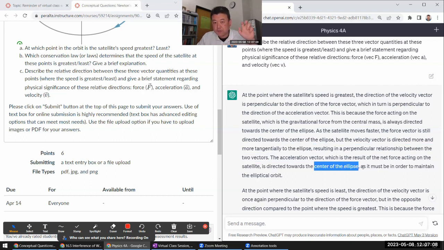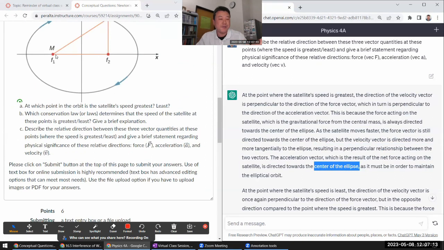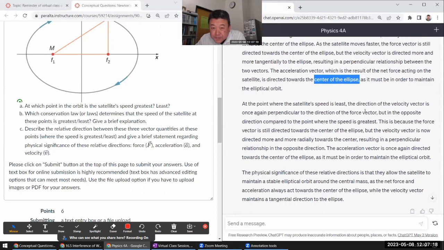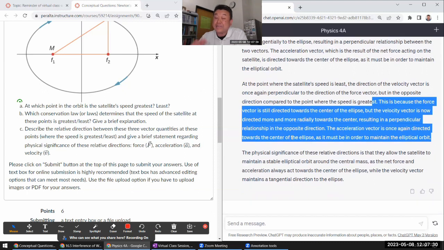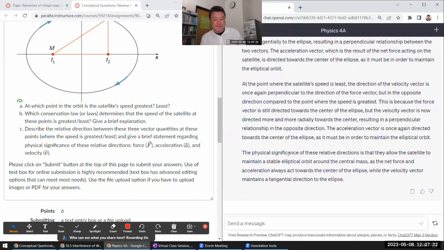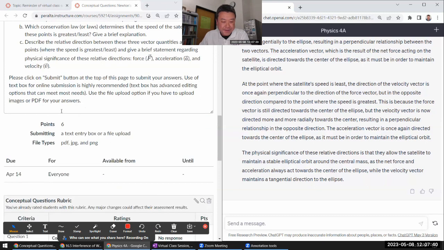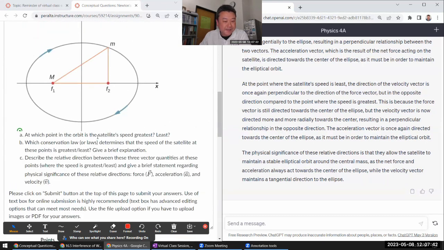The center of the ellipse is not a thing. It has two foci and the force is directed towards the focus where the central mass is. Okay, I think it's confused about how to describe directions, which doesn't make sense. So this is wrong. All right, so that was this set.